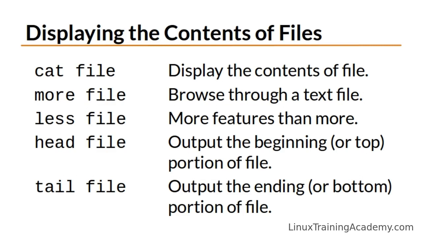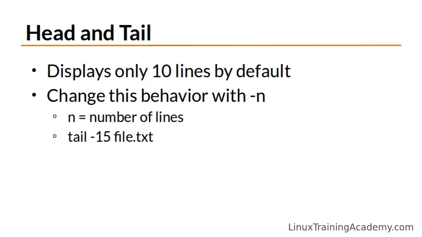Less is more. When using the commands more or less, use the spacebar to advance to the next page. Use the enter key to advance one line, and type Q to quit viewing the file. The commands are based on the VI editor, which we'll be covering later in this lesson. By default, head and tail only display 10 lines. So if you wanted to see the last 15 lines of a file, for example, you could use tail space dash 15 space the file name.